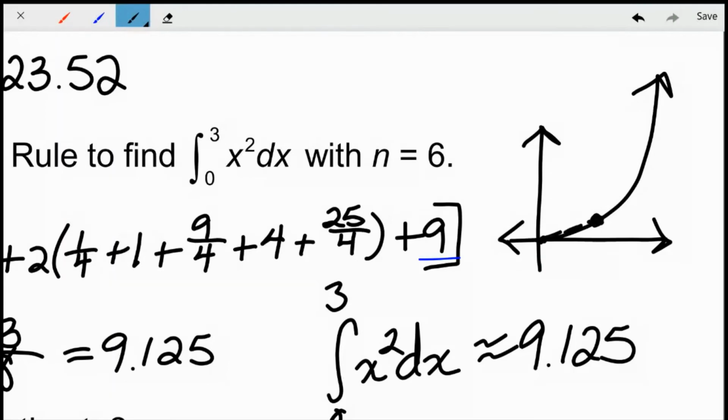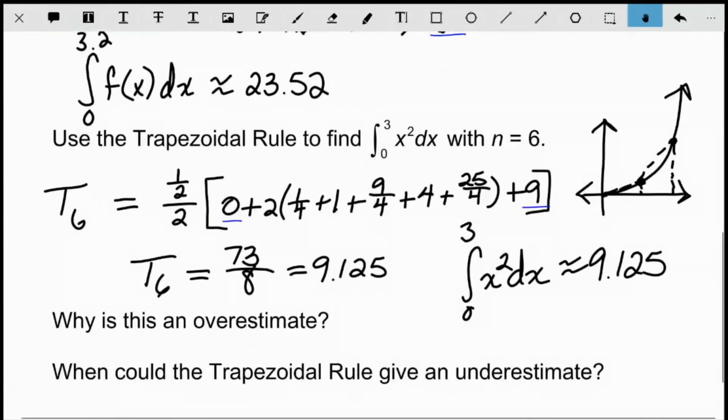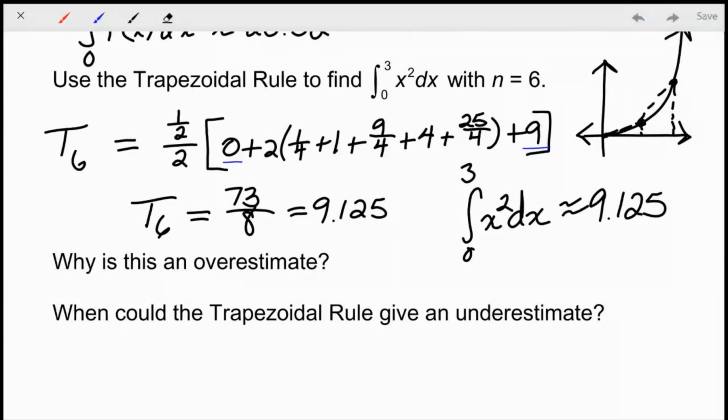I don't really see a lot of error. But on my next interval, when I draw in my trapezoid, notice that I've got all of this extra area here that I'm counting because the graph is concave up. So in terms of the accuracy of whether you have an overestimate or an underestimate, before, when we were looking at rectangular approximations, it depended on whether the function was increasing or decreasing. When we're looking at trapezoidal approximation, it depends on concavity.